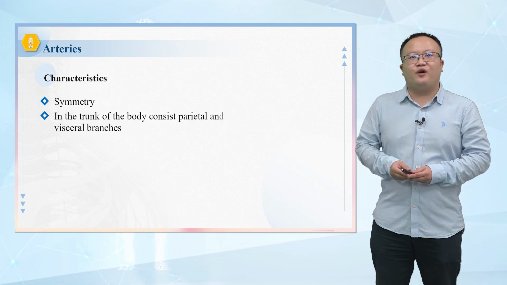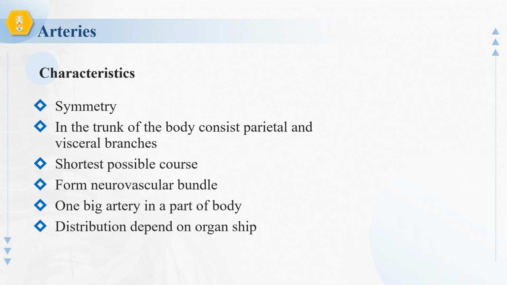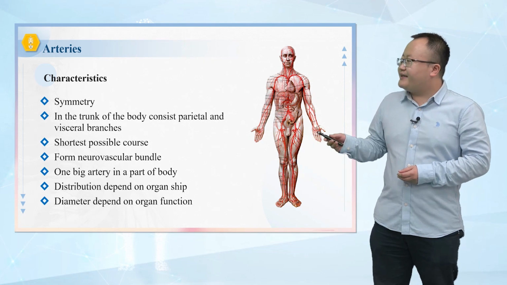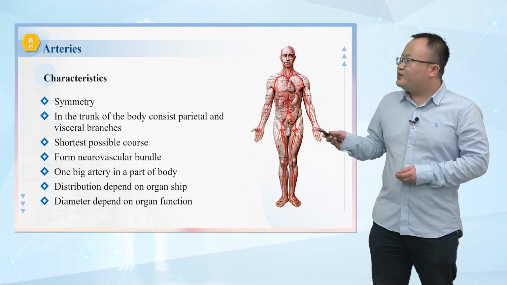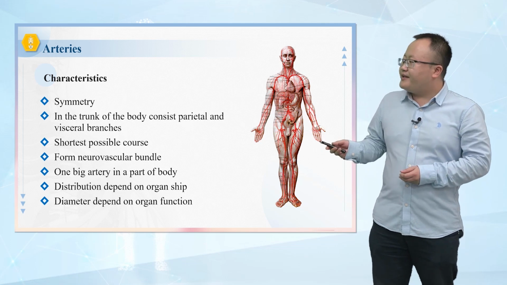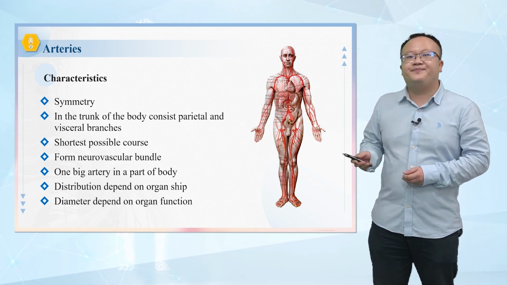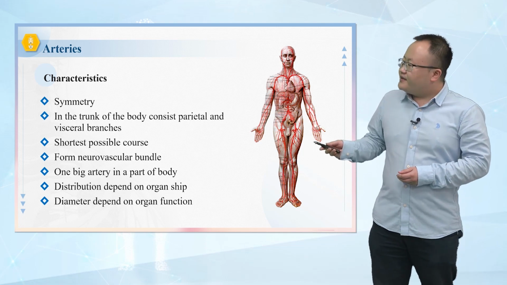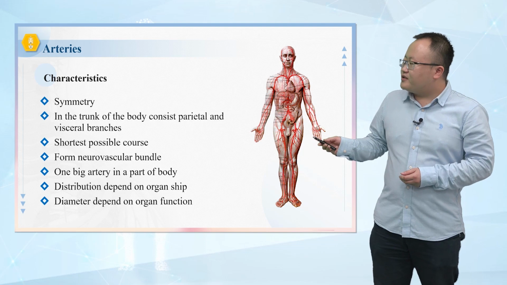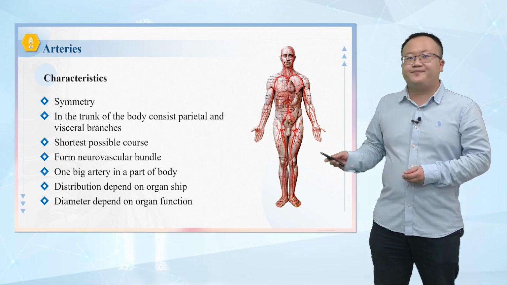First, we talk about the artery and its characteristics. They are symmetric. In the trunk of the body they consist of parietal and ventral branches. Usually they take the shortest possible course, and form the neurovascular bundle and such.